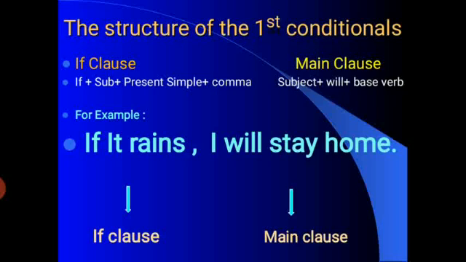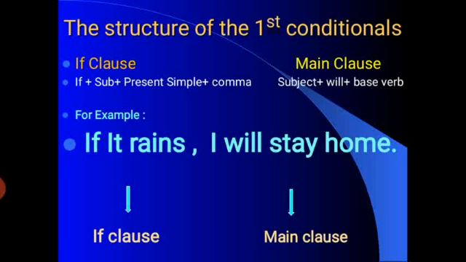And why do we use first conditional sentences? Because we want to talk about possible situations, and these situations take place if a certain condition is met. So here you have the example. If it rains, this is the first clause. This is the condition. If it rains. And what is going to be the result? I will stay home. So in this example, you can see the structure we are following.